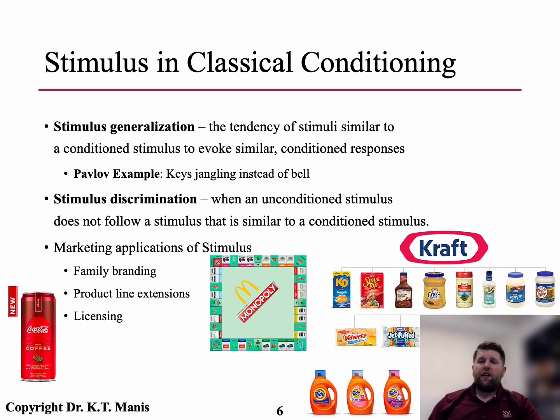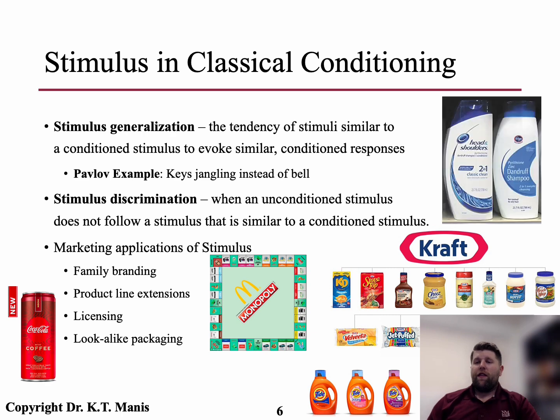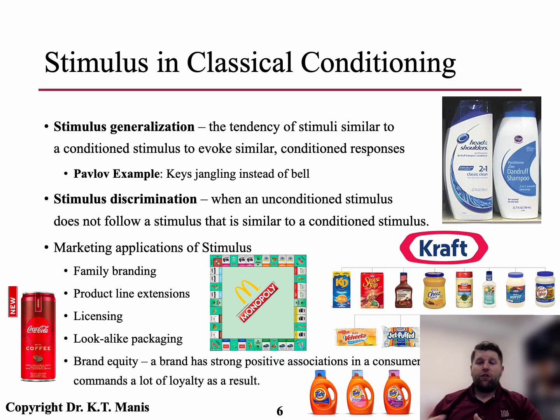The same could be said through licensing. With Monopoly and McDonald's, McDonald's tries to get those people who like to play Monopoly to come to McDonald's, and they can win rewards. And then look-alike packaging. With Head and Shoulders, there are different off-brand products that offer the same or similar benefits, and so they try to look like their alternative.